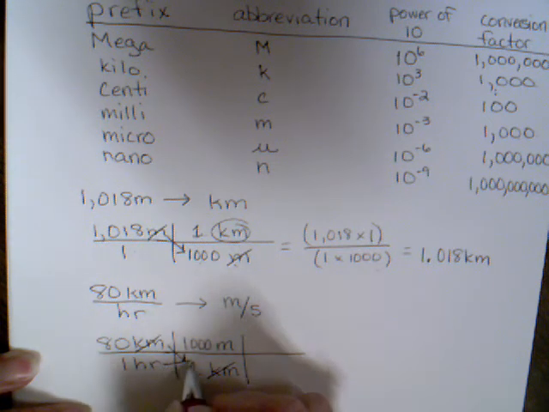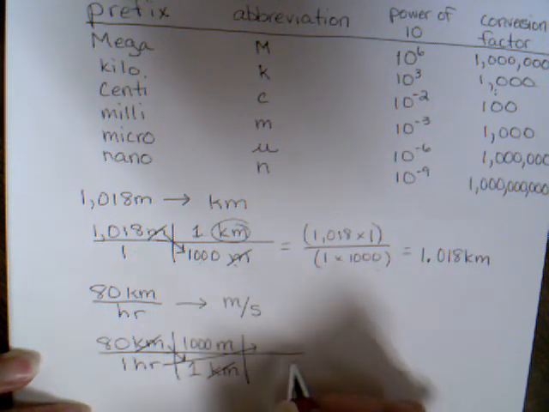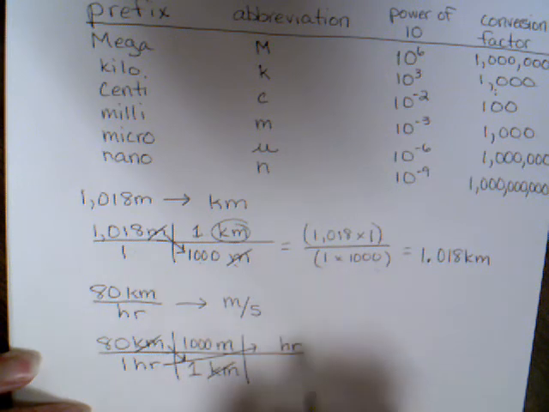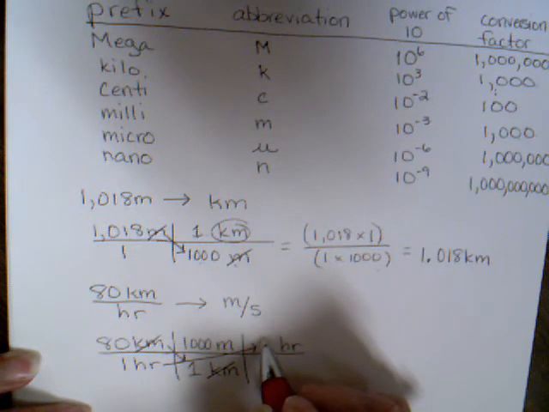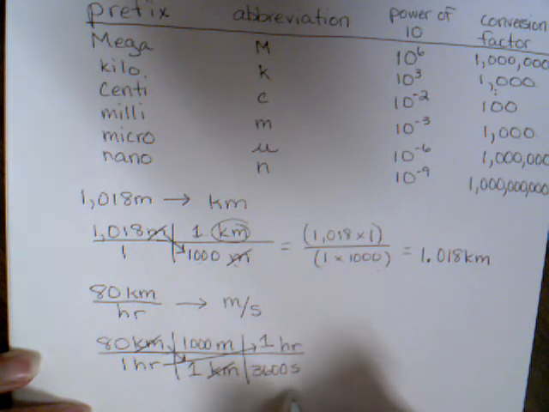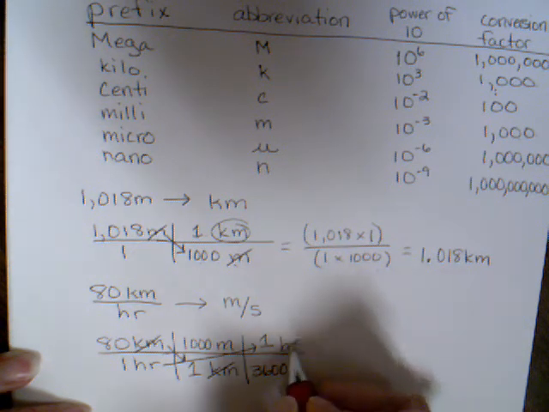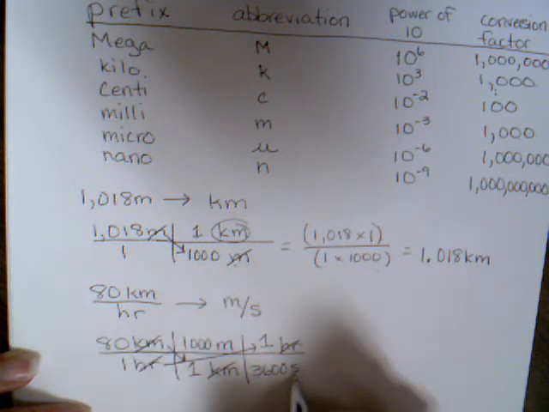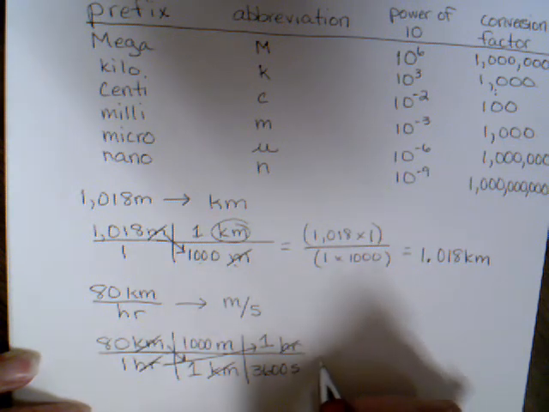So I draw an arrow to drag my units diagonal. My hours are going to go on top. There are 3,600 seconds in 1 hour. You need to know that conversion. You will be making it a lot. I cancel my units. I now have the seconds I'm looking for.